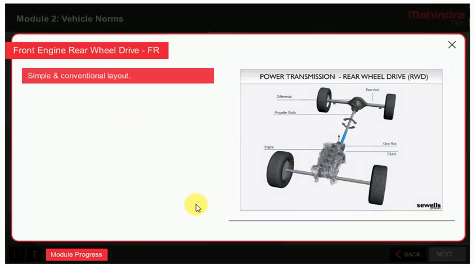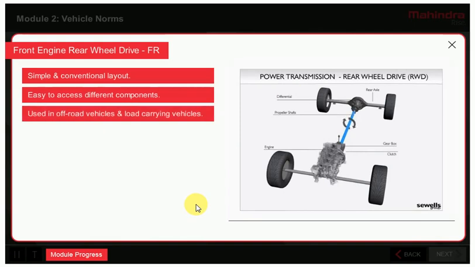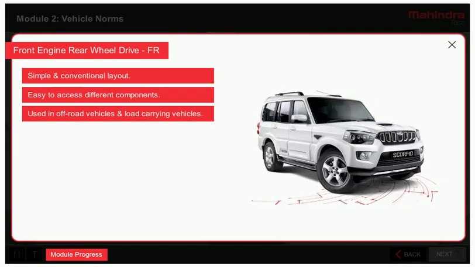In the front engine rear-wheel drive layout, the engine is mounted in the front that transmits power to the rear wheels. Benefits of this layout are: it is a simple and conventional layout. It is easy to access different components. It can be used in off-road vehicles and load-carrying vehicles. Scorpio features front engine rear-wheel drive layout.